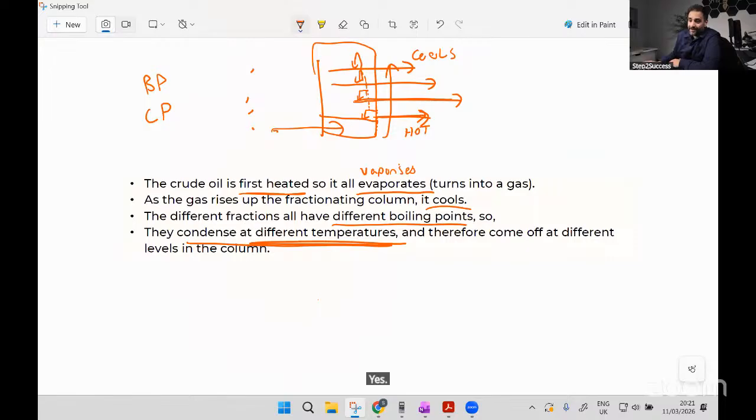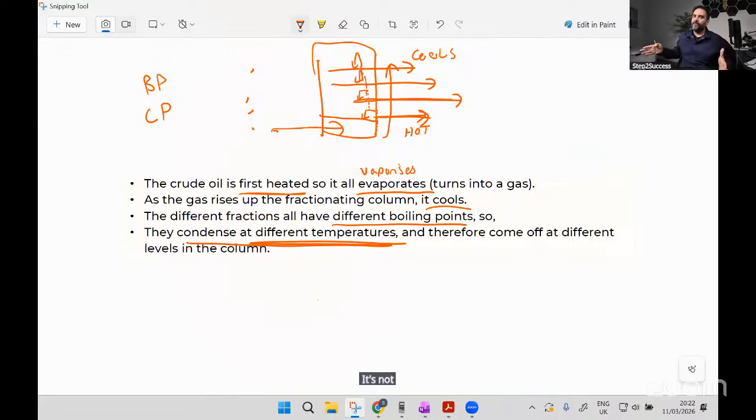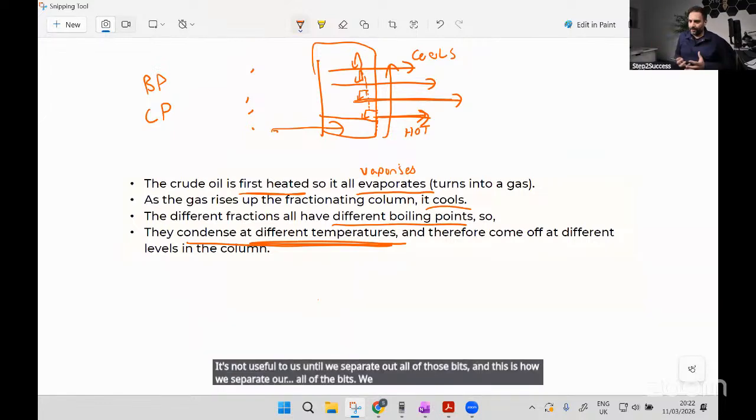Yes, it is a liquid at the start. Correct. It is a liquid at the start, but it's a mixture of different liquids. That's the point. It is a mixture of lots of different things. The reason why we have to do this is because the mixture of things is not useful to us until we separate out all of those bits. And this is how we separate out all of the bits. We heat it all up, turn it all into a gas first, then we condense at different temperatures.